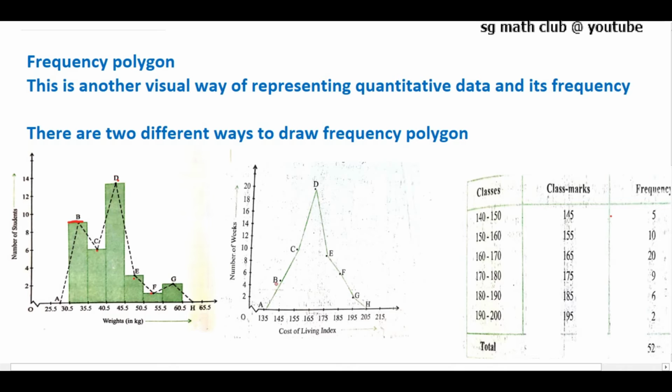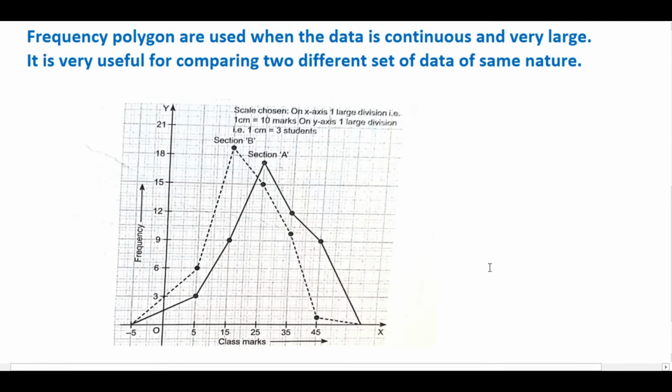You can see this is 145, 5. Again this one will be 155, 10. You plot those points, join those points using straight lines, and we will get the frequency polygon. Frequency polygons are used when the data is continuous and very large. It is very useful for comparing two different sets of data of the same nature.